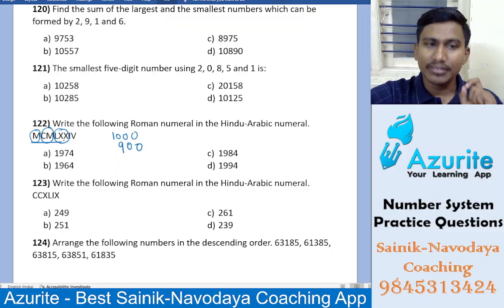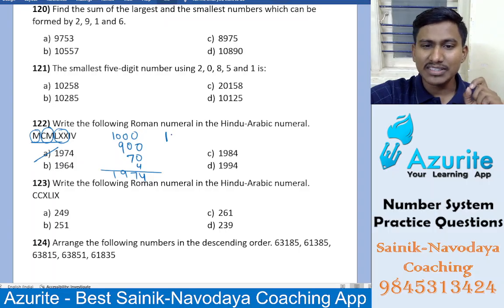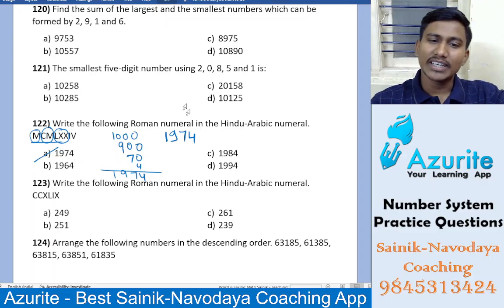And then LXX, L means 50, then 60, 70. So 70, and IV means 4. So if you add them all, what will you get? 1974. 1974 is option A here. Or directly you can write 1000, CM means 900, then LXX means 70, and then IV means 4. So 1974. You can write it both ways here, anything is correct.